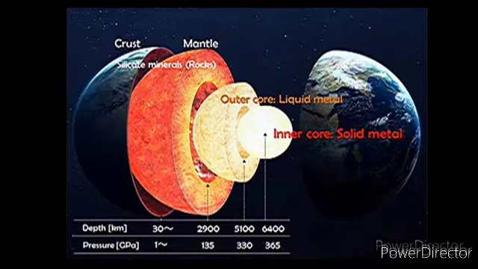Core is composed of NiFe, in which Ni stands for nickel and Fe stands for iron or ferrous. It has very high temperature and pressure. It has around 15% of Earth's volume and 32.5% of Earth's mass. As we move from the crust towards the core, the pressure and density increase towards the center of the earth.